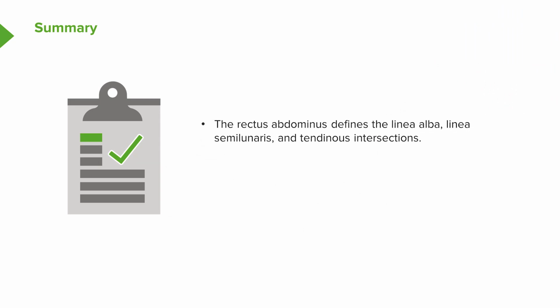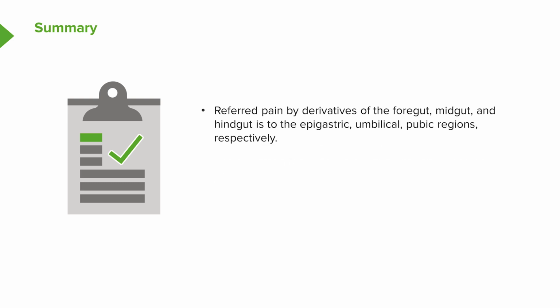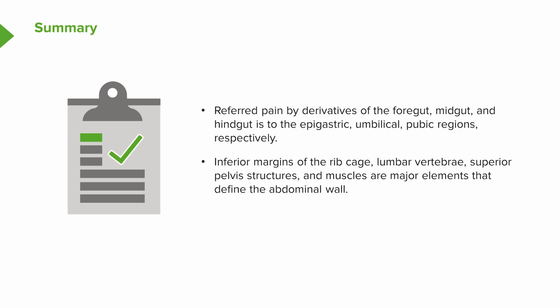This now brings us to the summary slide where we can identify the key take-home messages. First is the rectus abdominis defines the linea alba, linea semilunaris, and the tendinous intersections. The abdomen is divided into a 4-quadrant and a 9-region pattern. Referred pain by derivatives of the foregut, midgut, and hindgut is to the epigastric, umbilical, and pubic regions, respectively.